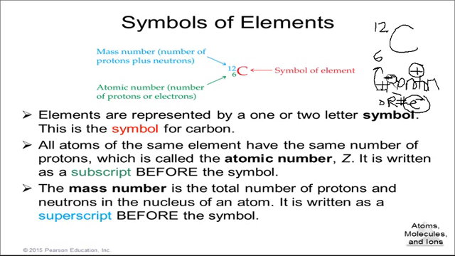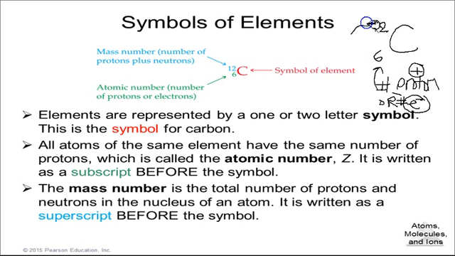So this number is the same for every single atom of a given element. If I were to change this by adding another proton, so if I were to go, for example, from 6 to 7 protons, I would no longer be a carbon atom. I would now be a nitrogen atom, and I would have all the properties of nitrogen.